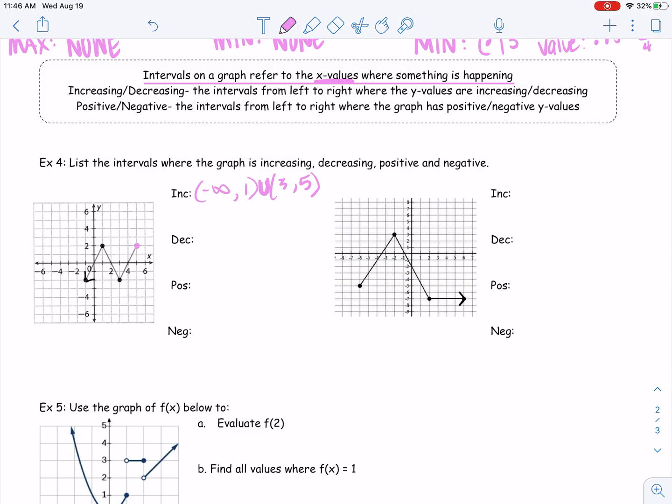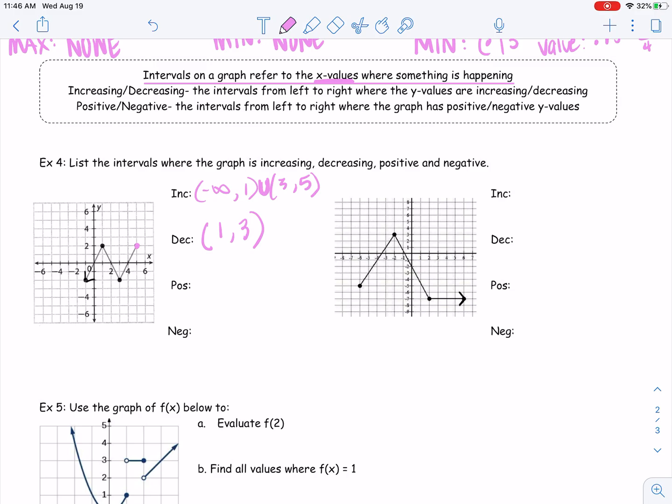Now let's do our decreasing. So kind of the opposite. Where is it going down from left to right? So the only place that this graph is going down from the left to the right is from the x value of 1 to the x value of 3. Okay, and look at your intervals of increasing and decreasing and string them all together from left to right. Negative infinity to 1, 1 to 3, 3 to 5. That's where my graph ends. Okay. My graph goes from negative infinity all the way to 5, and all of those values are accounted for in the increasing and decreasing intervals.